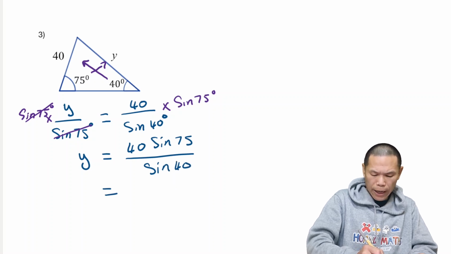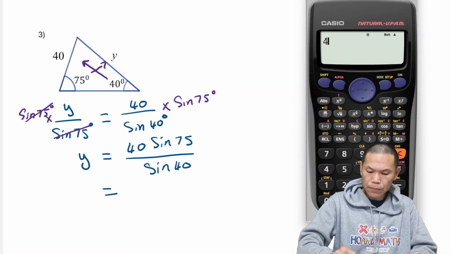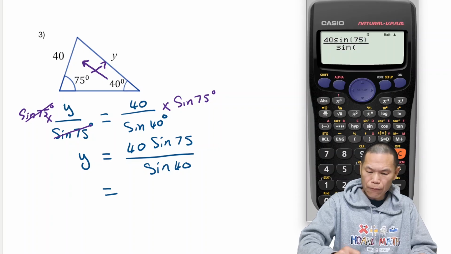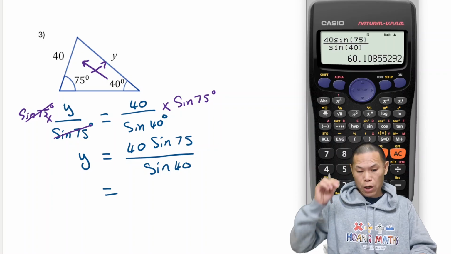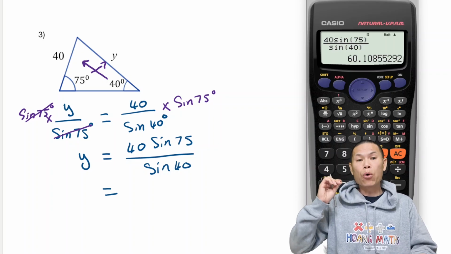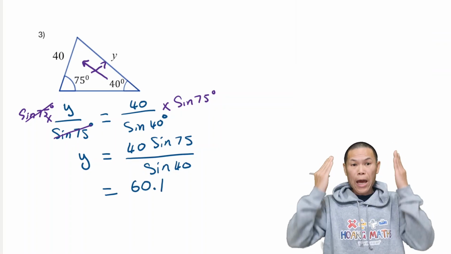And just put it on a calculator. So just go 40 sine 75 over sine 40. So there you go. Correct to one decimal place should be 60.1. There you go.